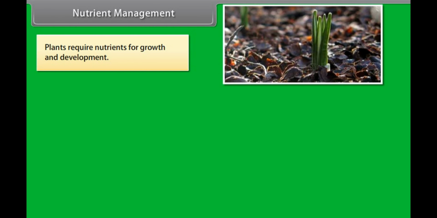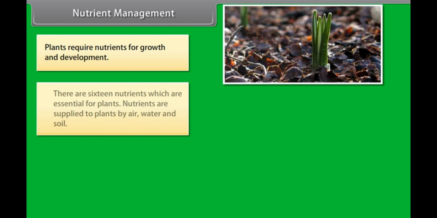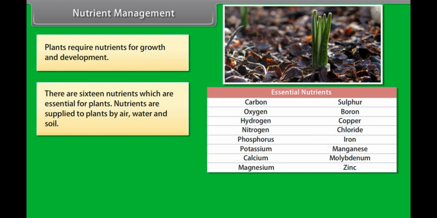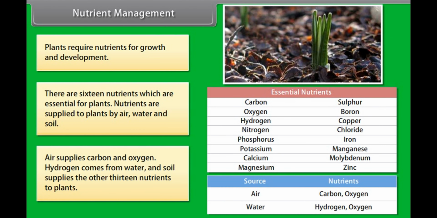Crop variety improvement. Crop nutrient management. Plants require nutrients for growth and development. There are 16 nutrients which are essential for plants. Nutrients are supplied to plants by air, water, and soil. Air supplies carbon and oxygen, hydrogen comes from water, and soil supplies the other 13 nutrients to plants.